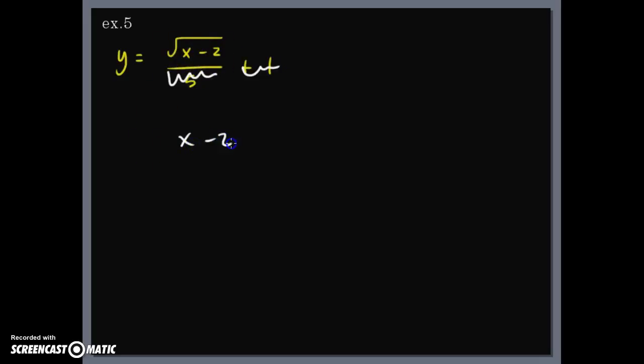We've got x minus 2 is greater than or equal to 0. Add 2, add 2. x is greater than or equal to 2. So 2 is the smallest number. 2 is the number that when I plug it in for x will give me 0, and that's the smallest value that I can take the square root of. So I've got x is greater than or equal to 2.